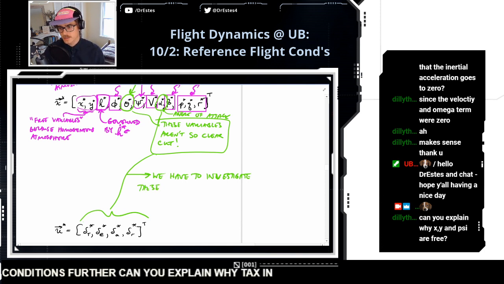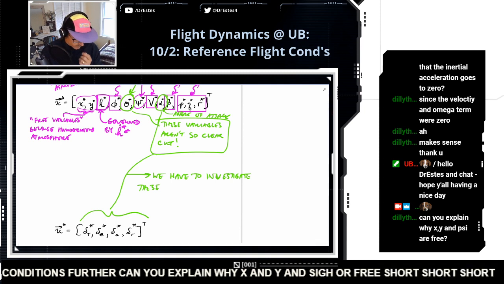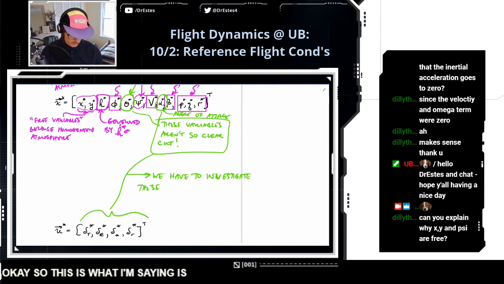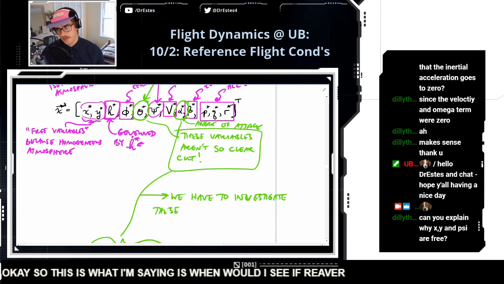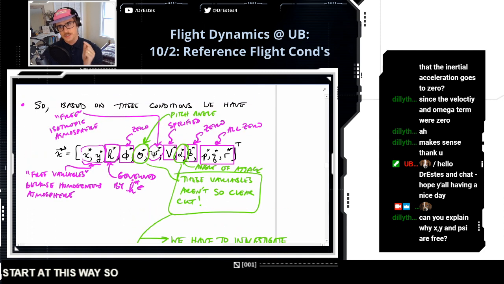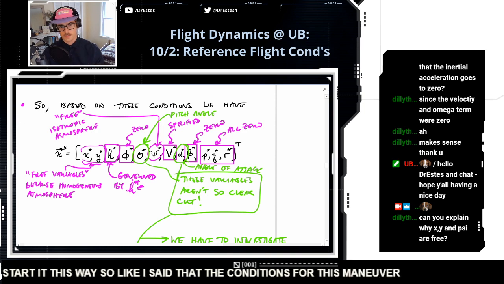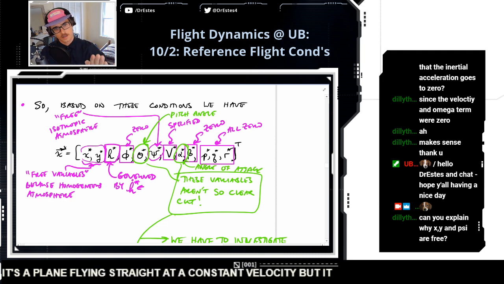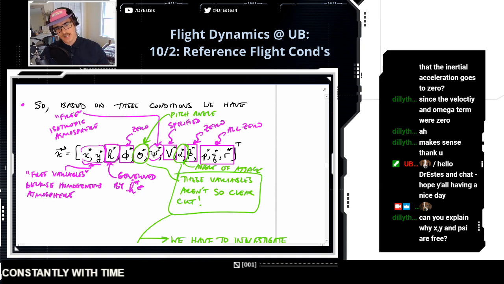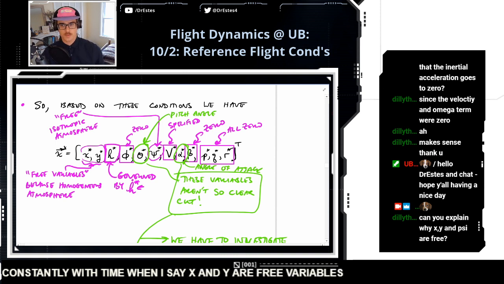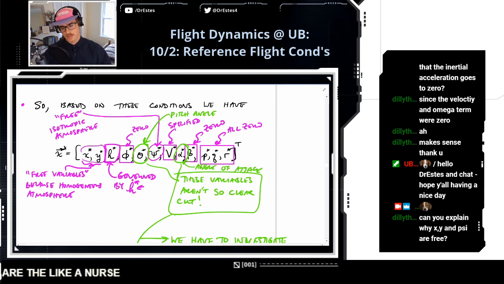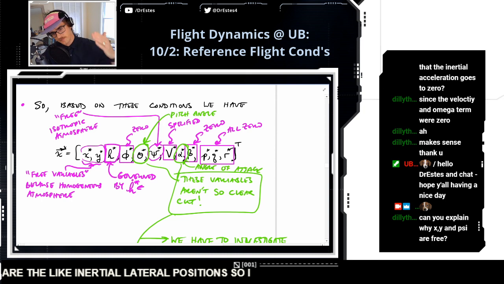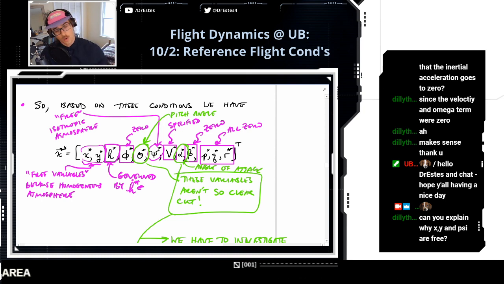Can you explain why X and Y and psi are free? Sure. So, like I said, the conditions for this maneuver amount to this. It's a plane flying straight at a constant velocity, but it's descending constantly with time. When I say X and Y are free variables, what are X and Y? Those are the inertial lateral positions. So it could be X and Y coordinates for Phoenix, Arizona, or X and Y coordinates for Buffalo, New York.